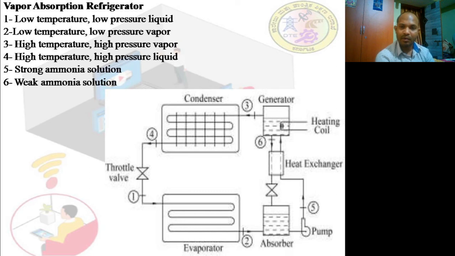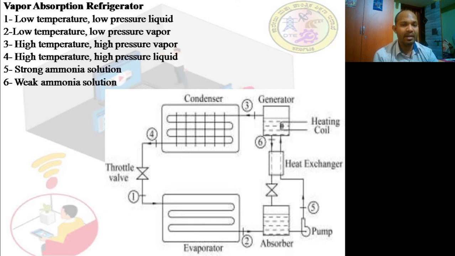Then it will go to this absorber, where it has been mixed with the water. This mixed ammonia and water will be pumped through a heat exchanger. No compressor over here. It will be pumped through the heat exchanger and sent to the generator, where heating coils will be there.